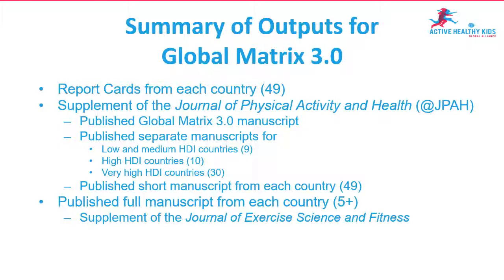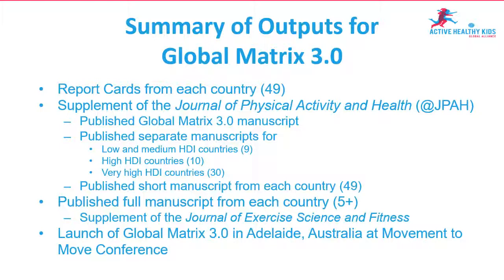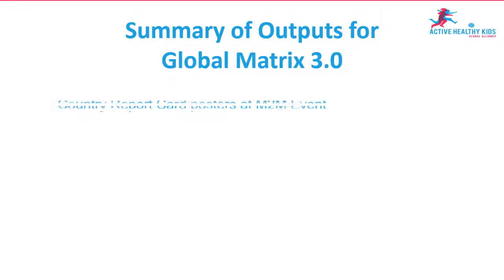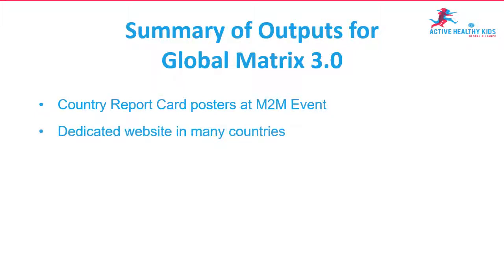There's the published full manuscript from countries in different journals. For example, in the Journal of Exercise Science and Fitness, 5 of the Asian countries published their full manuscripts in that journal. And then there was the launch of the Global Matrix 3.0 in Adelaide, Australia at the Movement to Move conference. The country report card leaders each presented posters at the Movement to Move event in Adelaide. These are also all available on the Active Healthy Kids Global Alliance website.